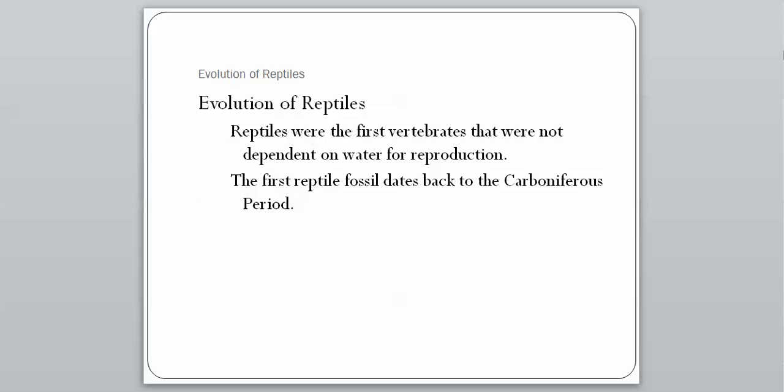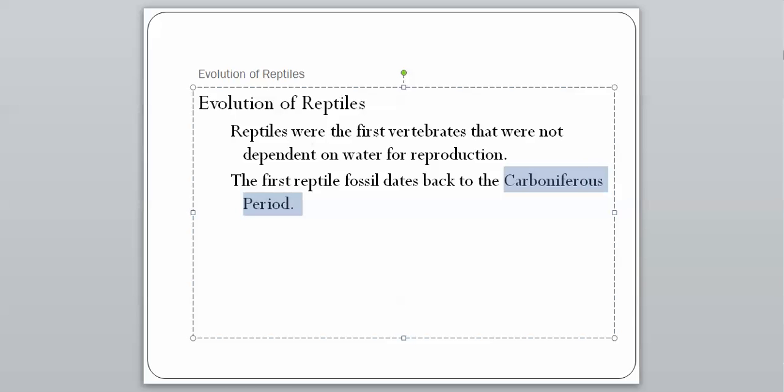Now we're going to look at the evolution of reptiles. Reptiles were some of the first vertebrates that were not dependent on water for reproduction. Every other animal group up to this point has had to have water for reproduction. Reptiles were our first vertebrates that did not need this. Our first reptile fossils date back to the Carboniferous period. If you remember, the Carboniferous period was known as the age of the amphibians. Towards the end of the Carboniferous period, some of those amphibians went through some evolution, and we started to see our reptile groups form, at the end of the time when the amphibians were the dominant group.